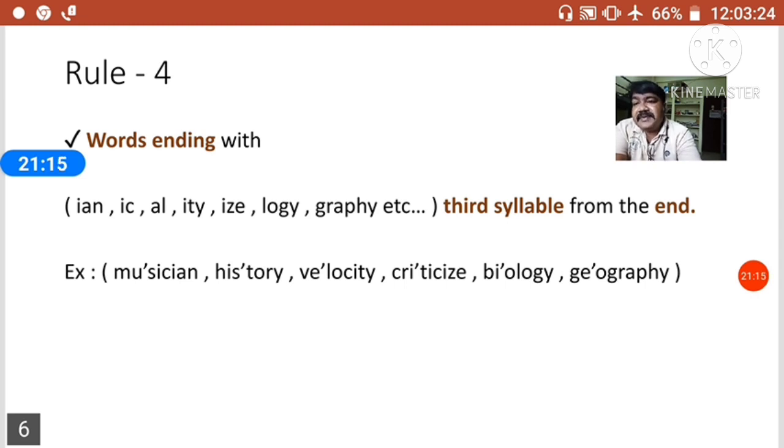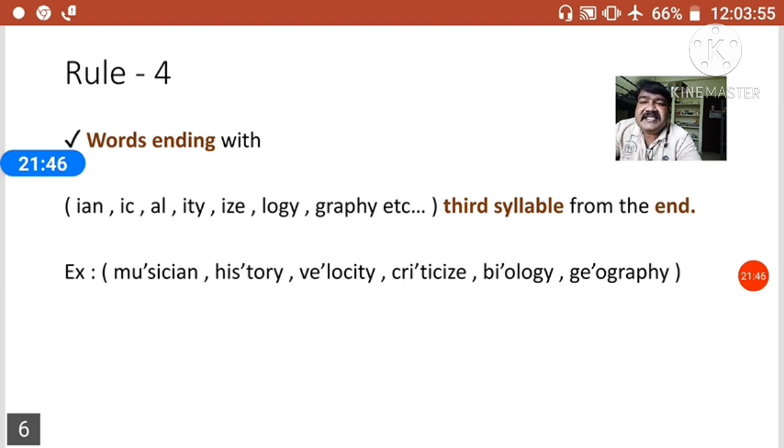Musician. Musician. Mu is the first syllable. Ci is the second syllable. Ci is the third syllable. An is the fourth syllable. So what did I say? Third syllable from the end. Where is the third one? Let us see from the end. An is the first syllable from the end. Ci is the second syllable. Si is the third syllable. Fine. So I kept the stress mark at S.